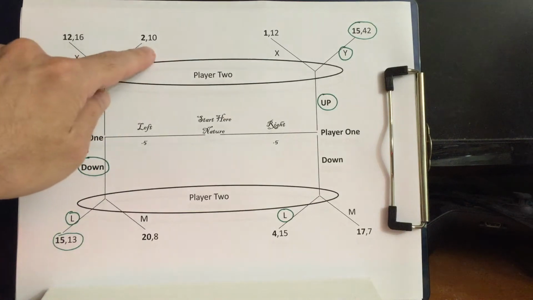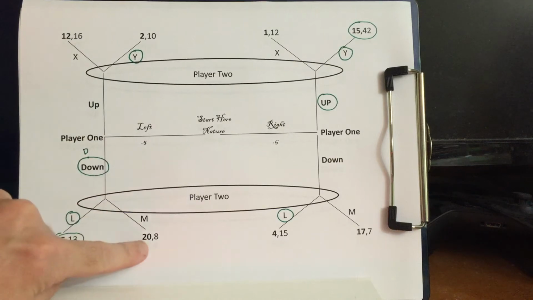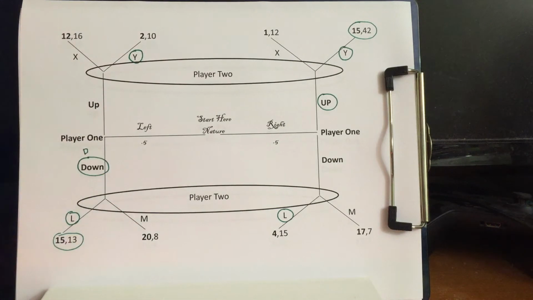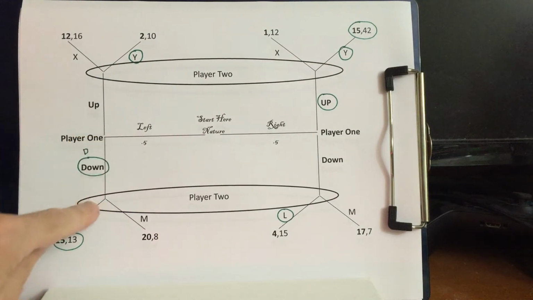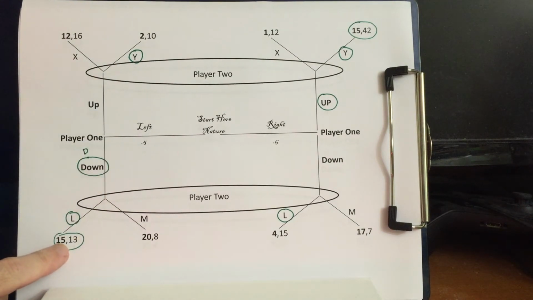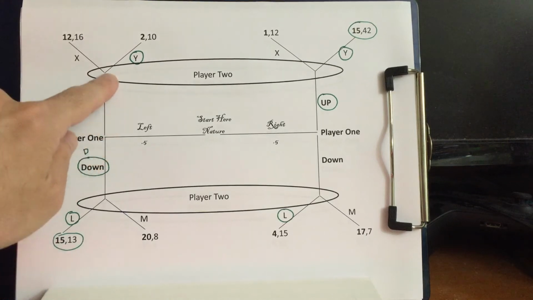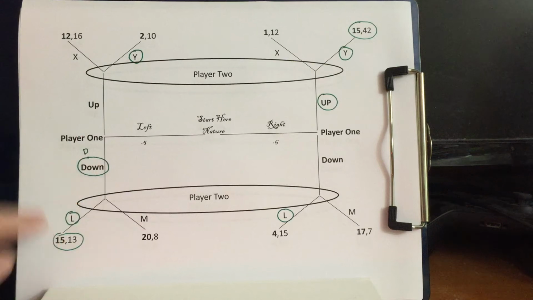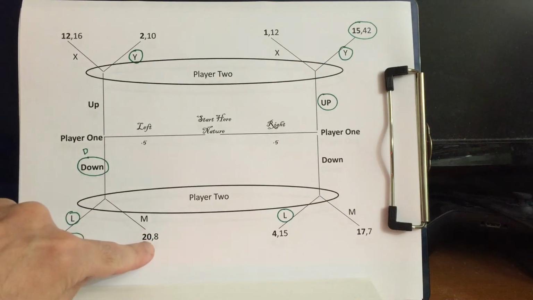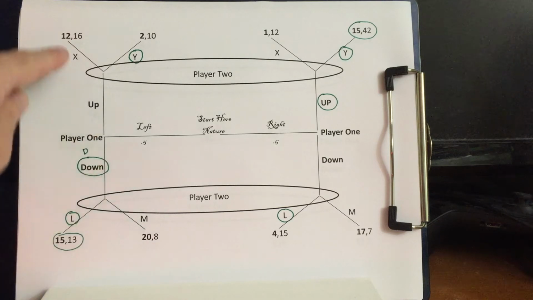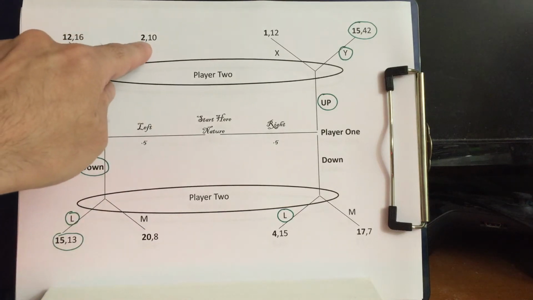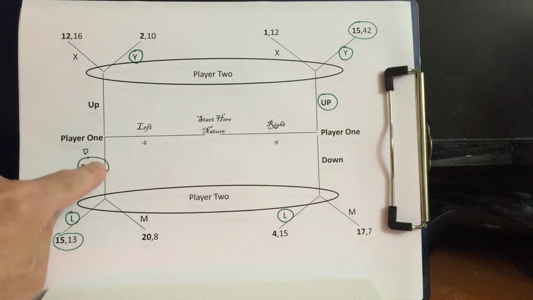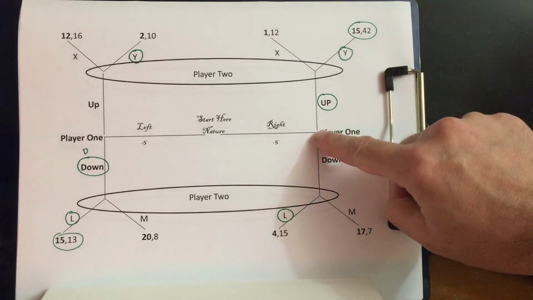Well, up will lead to 12 or 2, and down will lead to 15 or 20. Yes. Player 1, if he's a lefty, has a dominant strategy of down. The reason is if you go down, the worst thing that can happen to you is you get 15. If you go up, the best thing that can happen to you is 12. So you're always better off going down. Or more mathematically, this number and this number are both greater than this number and this number, making down a dominant strategy. What about player 1 if he's a righty?